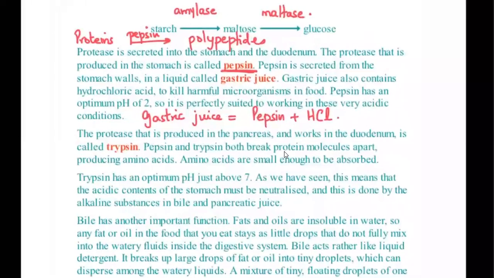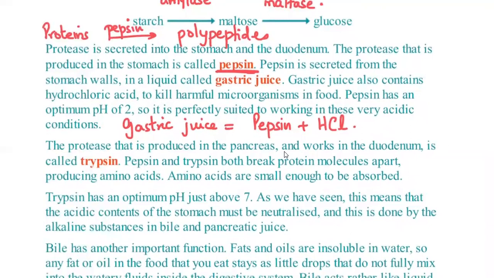Pepsin has an optimum pH of 2. Trypsin has an optimum pH of above 7. So this means the optimum pH of pepsin is acidic, whereas the optimum pH of trypsin is alkaline. So this is also a point to be remembered.